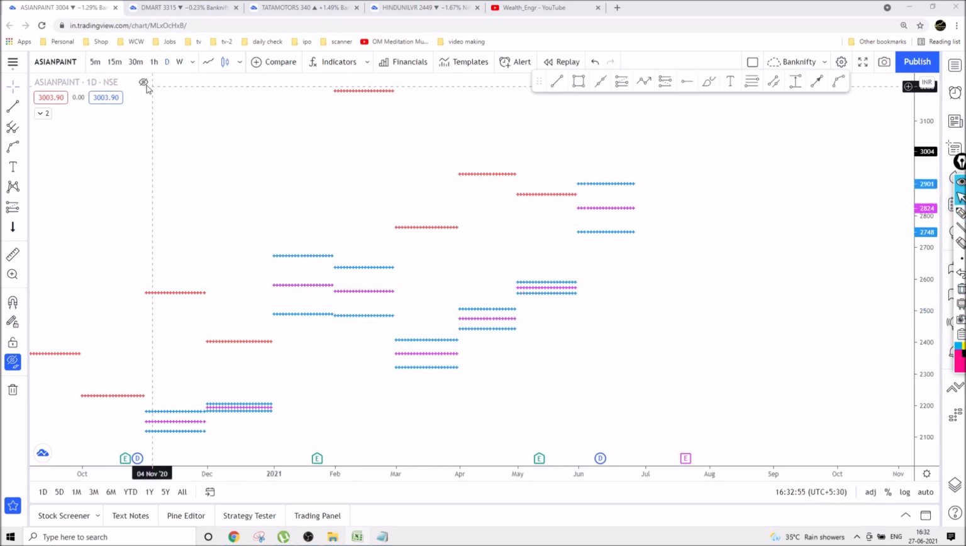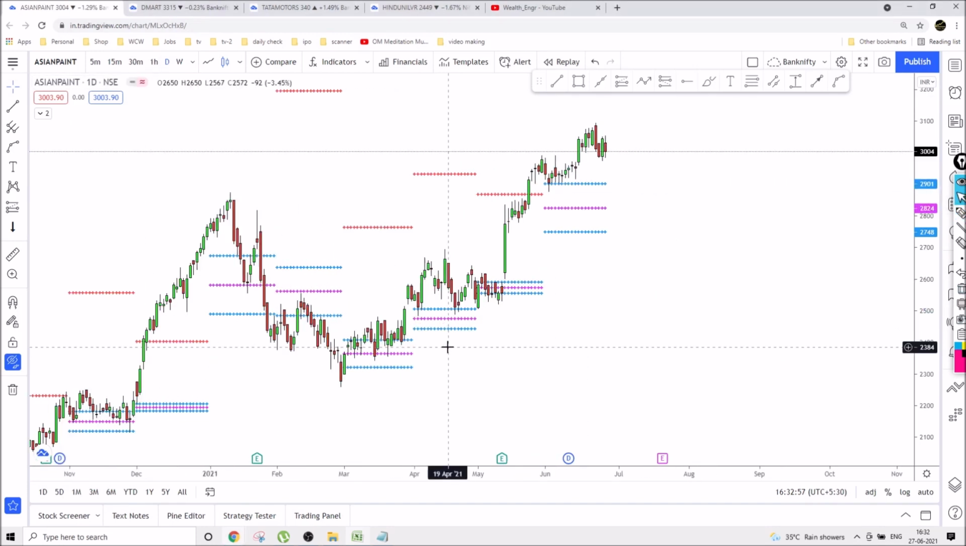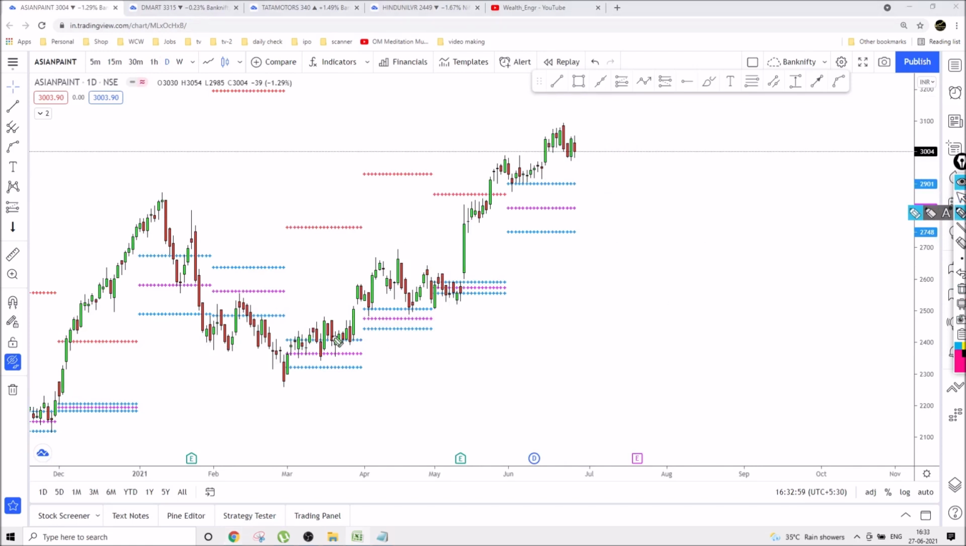So let me switch on the candles. Okay, so see, we have a monthly CPR here, previous month, that is February month. And then March month is lesser than this, April month is higher than the middle one. So this forms the correct setup.